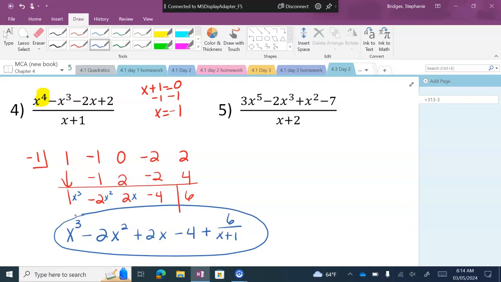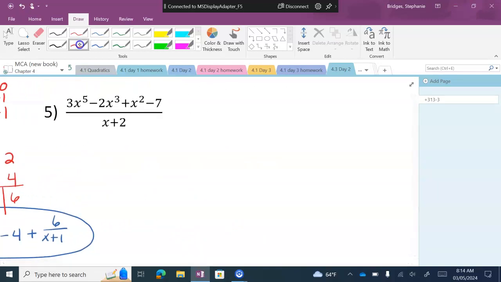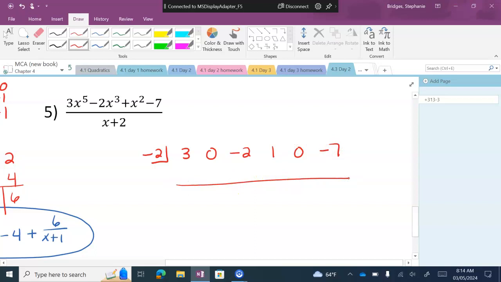All right, here we go. What goes in my box? Okay, -2. I have a 3x to the 5th. How many x to the 4th do I have? 0. What's in front of x to the 3rd? What's in front of x squared? What's in front of x? And then my constant is? Okay. So you have to make sure those zeros go in those specific positions.